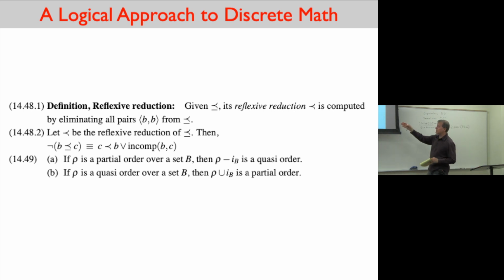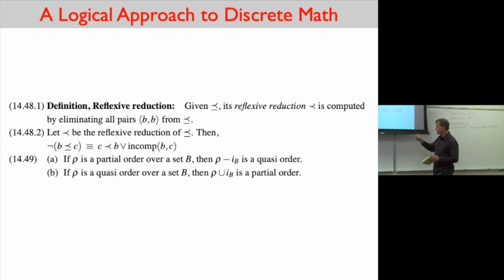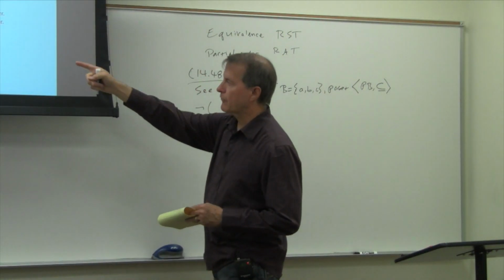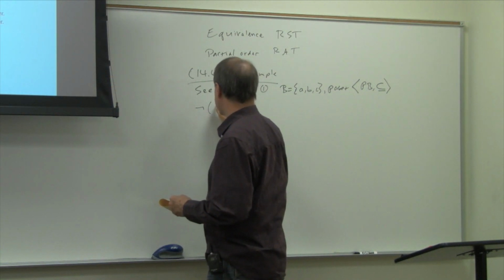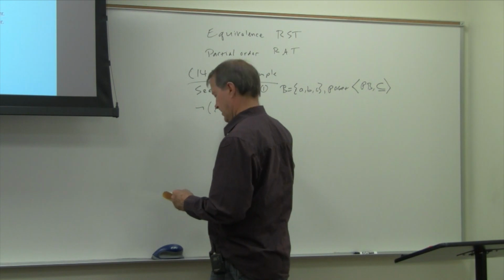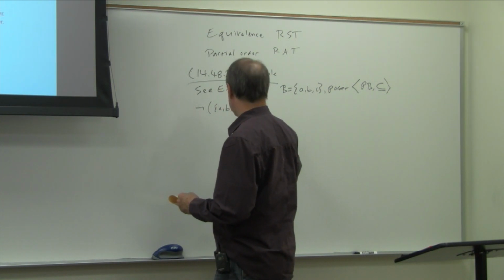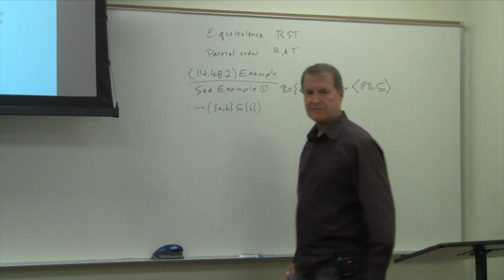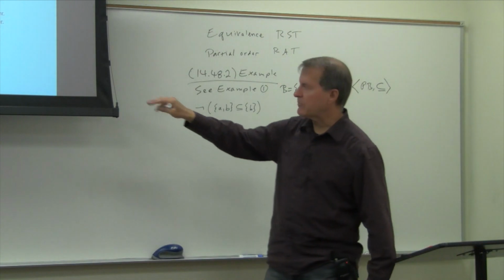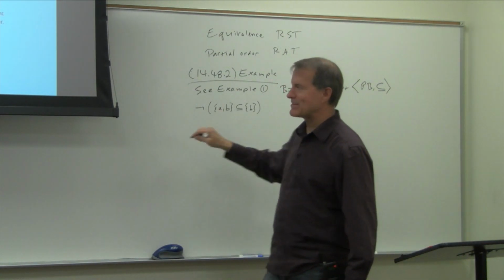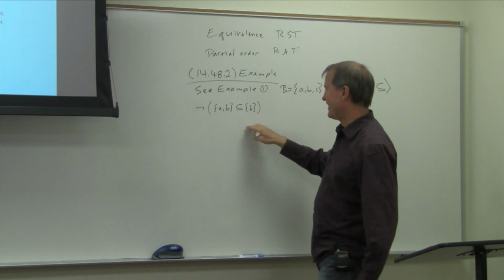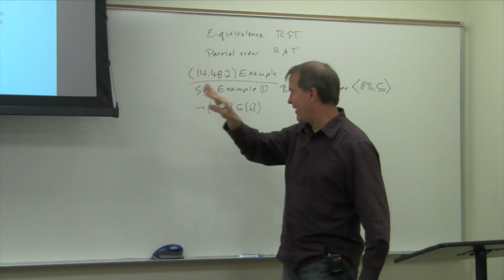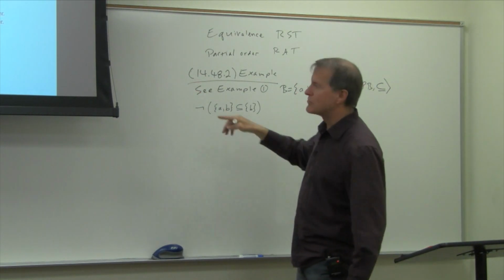So let's take a look at 14.48.2. I'm going to give you two examples. I'm going to write down that equivalence. So first of all, let's do not. Now for b and c, we're going to use the set {a, b}, which is a subset of set B. So this set {a, b} is going to be b, and this set B is going to be c. These are sets, so the little b over there is the set {a, b}, and the little c over there is the set B. So how do I complete this?